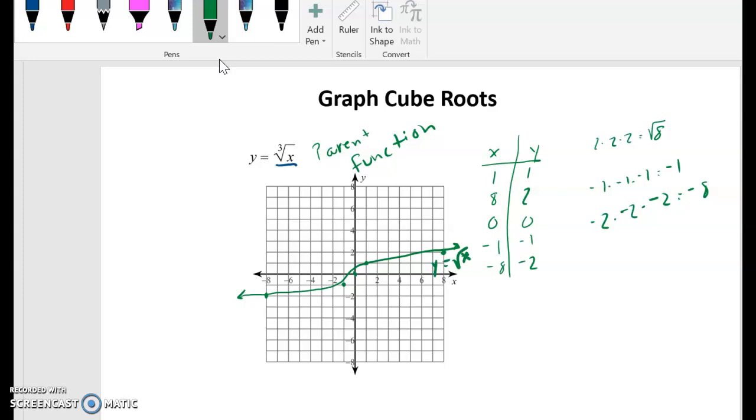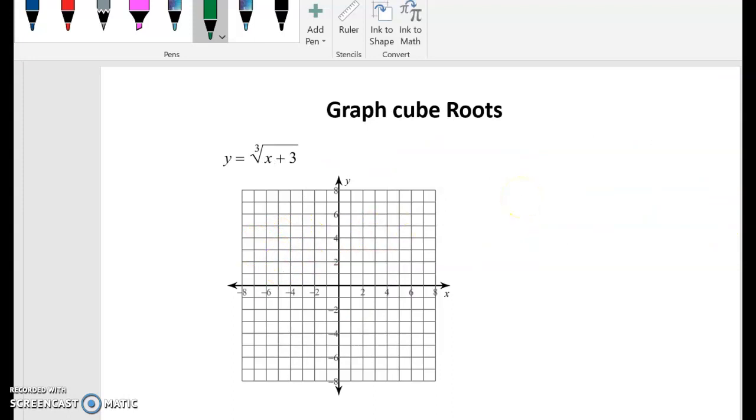And now we're going to take this and move it up, move it down, move it to the right, and move it to the left. We can also stretch and compress it, and we'll talk about that later. It's a little bit more advanced. Let's just focus on the basics here. So let's take a look at some different problems.